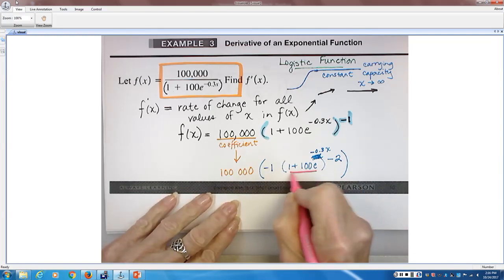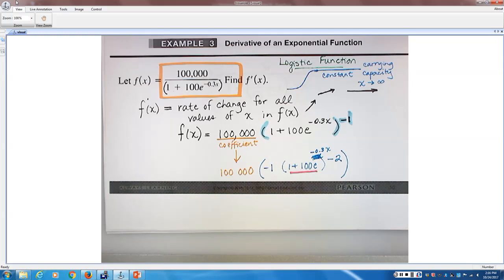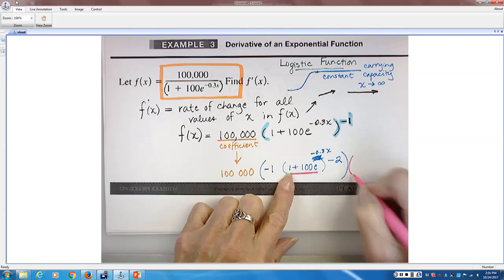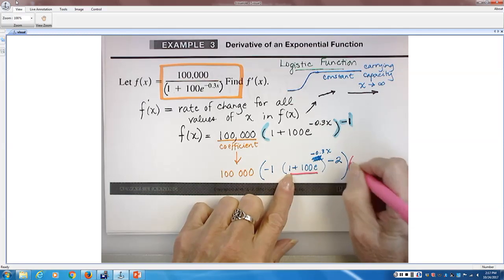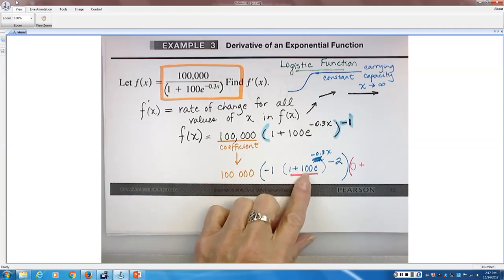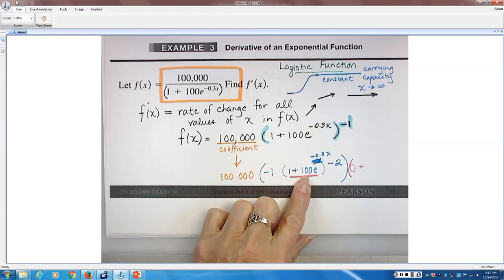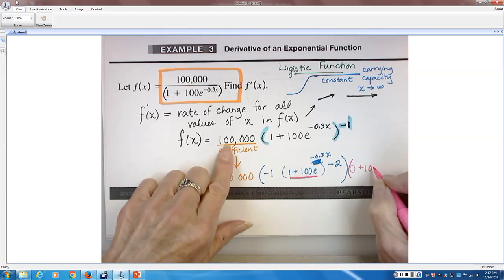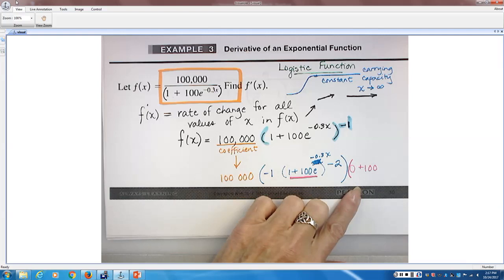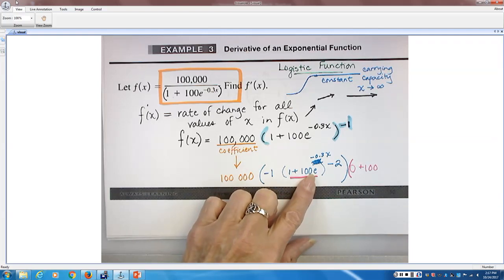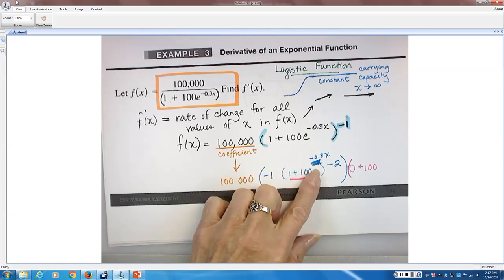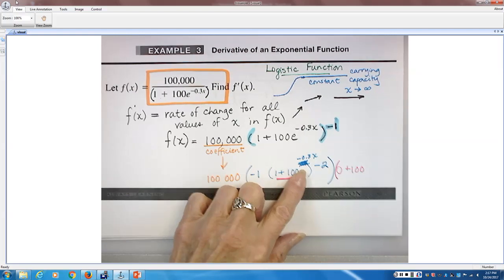I need the derivative of this. Well, that part there is easy for the first part of it, because the derivative of 1 is what? 0. It's going to disappear. Plus 100 times e raised to the -0.3x power. Okay, the 100 again, just like this 100,000, is a hitchhiker. What's the derivative of e to the -0.3x power? What's the derivative of e raised to any power? E raised to that power.